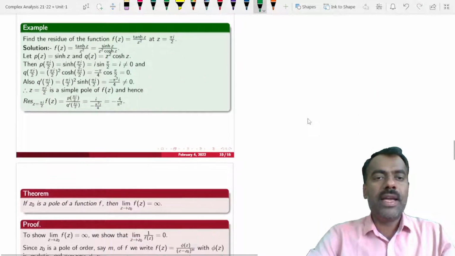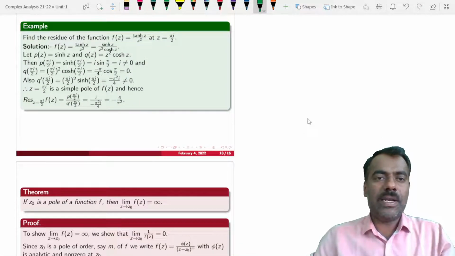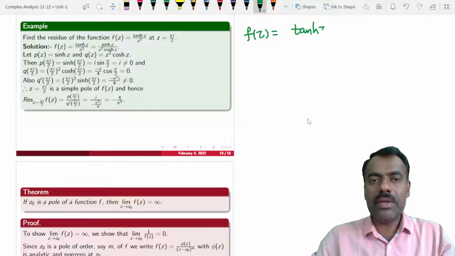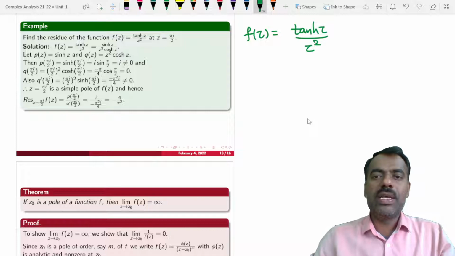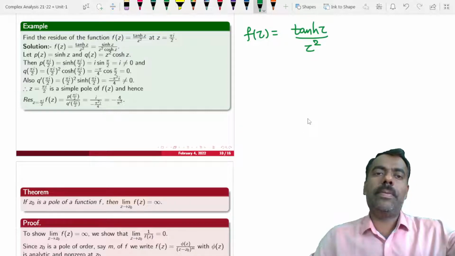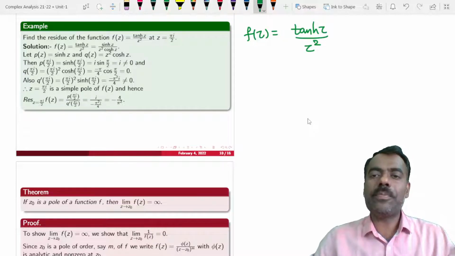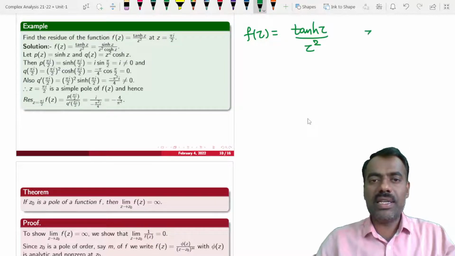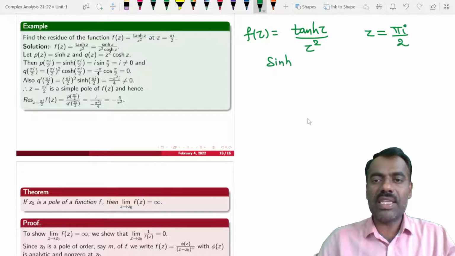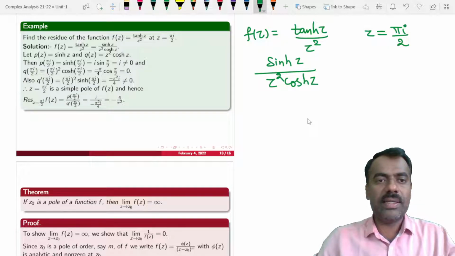Fine. Let's see quickly an example to understand. If we take f of z equal to tanh z by z square. Okay, the idea is to try to write numerator and denominator in such a way that in the denominator you have a 0 right at z equal to pi i by 2. This you can simplify further into sinh z by z square into cosh z, right?